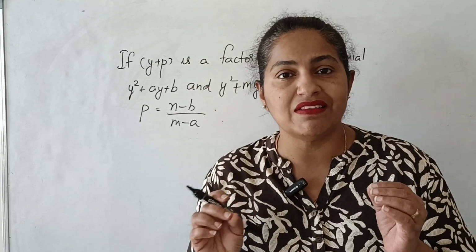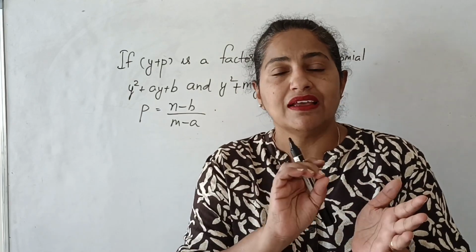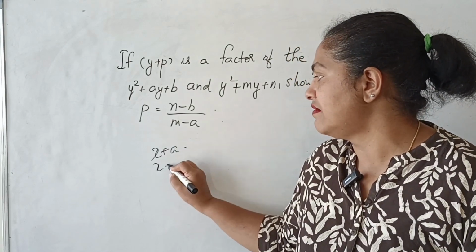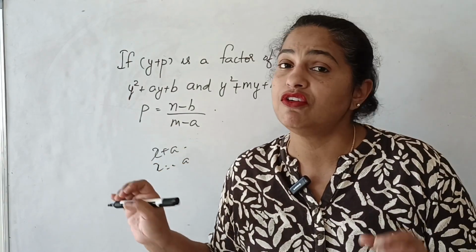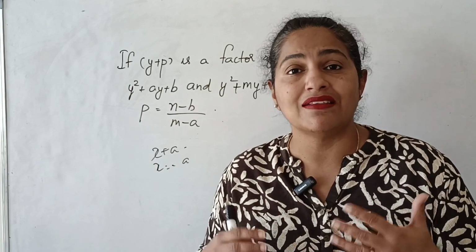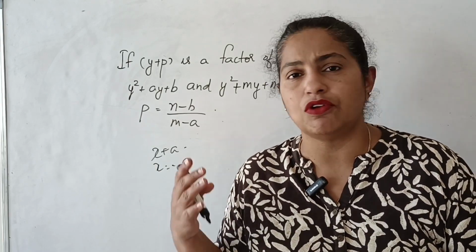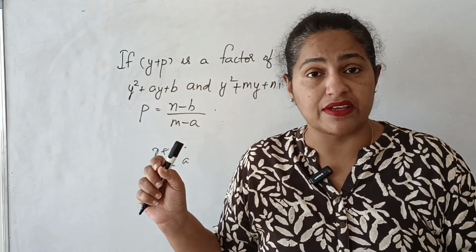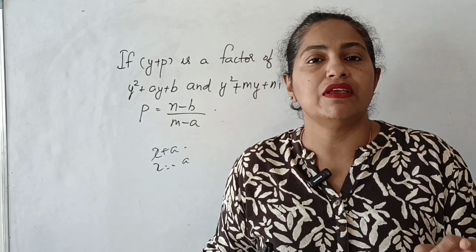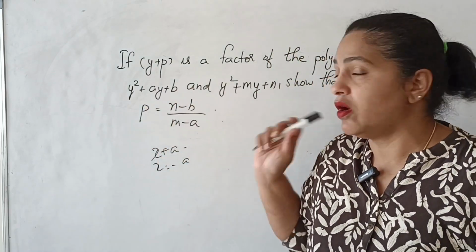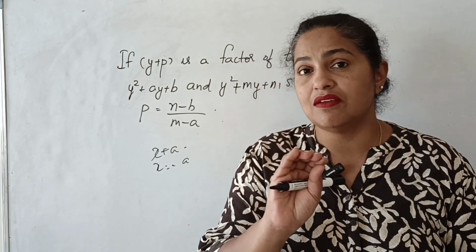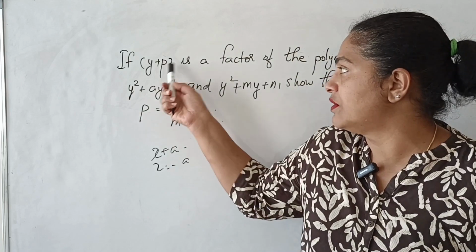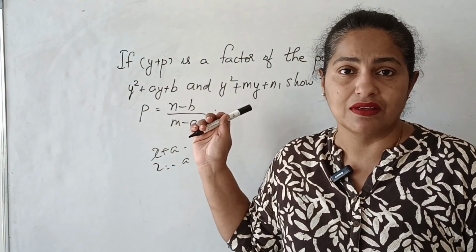Now when you know that x plus a is a factor, when you substitute x is equal to minus a in the given polynomial, we should get a 0. Or if x minus a is a factor, we substitute x is equal to plus a in the given polynomial. That is basic. So since y plus p is a factor, we have to substitute y is equal to minus p in the given two polynomials. Both the polynomials are given in terms of y. Okay. So now let us see what we are getting when we are substituting minus p in these two polynomials.